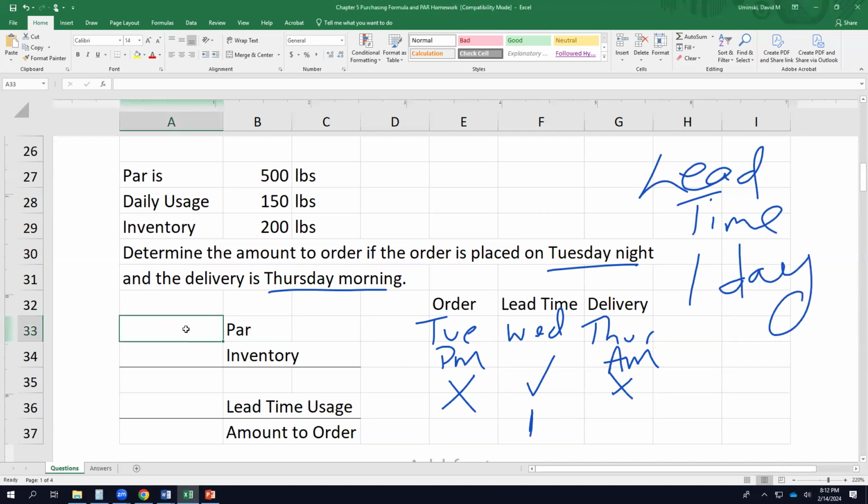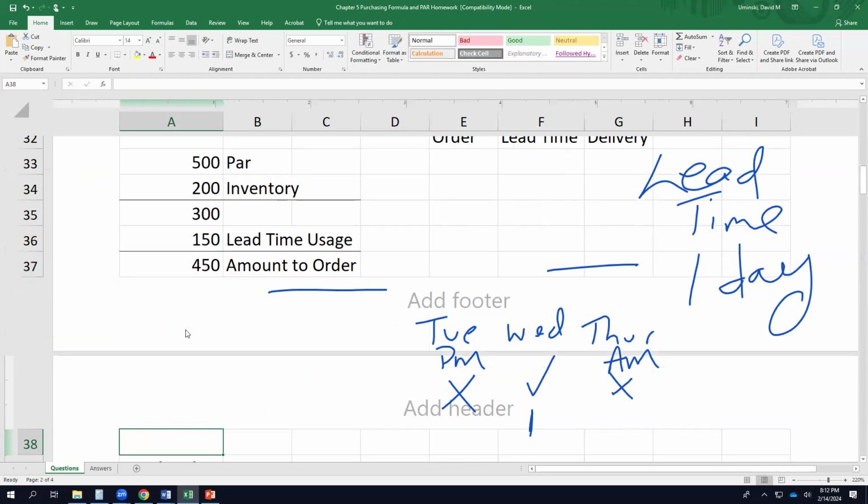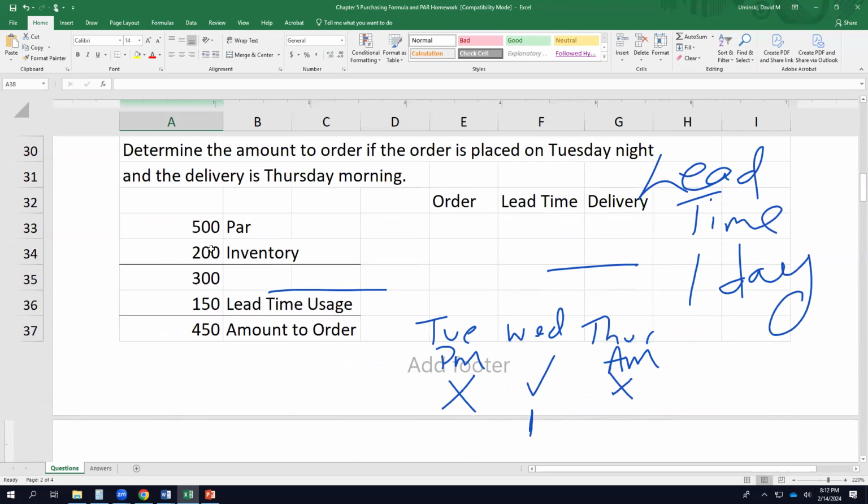So my par is how much? 500. Inventory 200. What's 500 minus 200? Okay, so that's something I should order, 300, but I'm also going to use how much? 150. And so I'm going to add those two together and I should order 450 pounds.